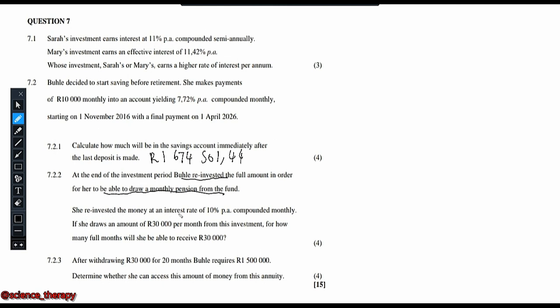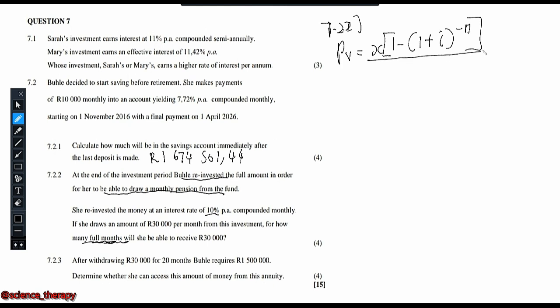So she reinvested the money at an interest rate of 10% per annum compounded monthly. If she draws an amount of 30,000 per month from this investment, for how many full months, note this, for how many full months will she be able to receive 30,000? So right now, the retirement fund is paying her the monthly deposit. So for 7.2.2, we are dealing with a present value situation. So PV equals x times 1 minus 1 plus i to the exponent of negative n, over i.